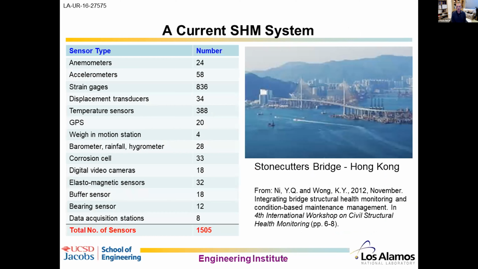Okay, so here's a structural health monitoring system. Here's the Stonecutters Bridge in Hong Kong. Look at 1,500 sensors of a variety of different types.